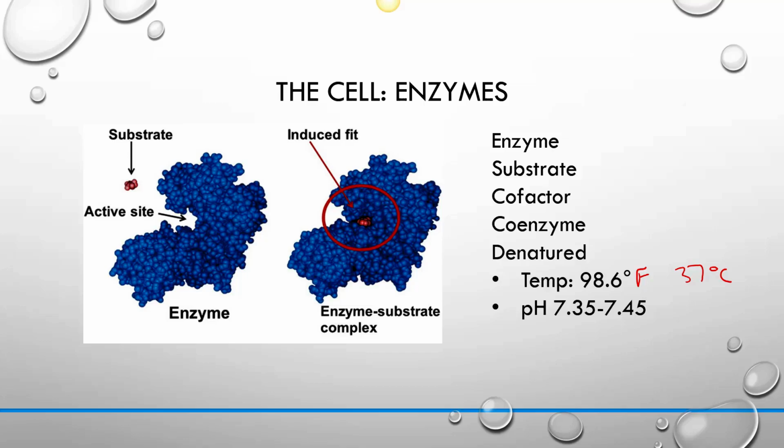Enzymes in different cellular locations in the body or different organs function at different pHs. But the pH of the blood is 7.35 to 7.45 because that's the pH that the cells inside of the bloodstream are going to require in order for their enzymatic function. So enzymes are very sensitive to temperature and pH.